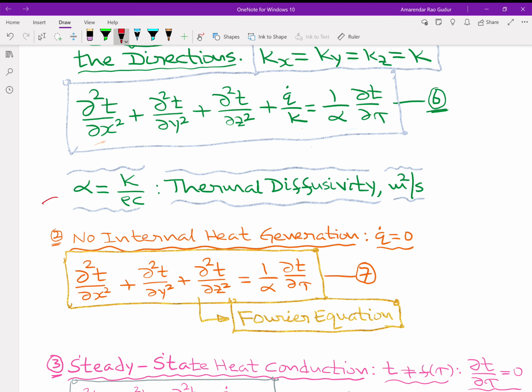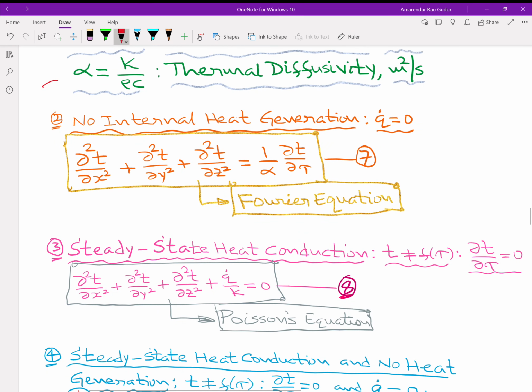Again, this equation is too formidable to think about. Now we'll introduce one more assumption, that there is nothing inside the system, no internal heat generation. So q dot is equal to 0. As a result, x conduction plus y conduction plus z conduction should be equal to the increase in energy of the system, and this equation is known as the famous Fourier equation.